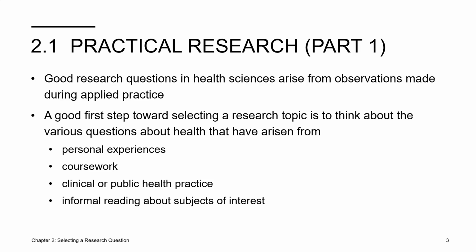Section 2.1, practical research. Good research questions in health sciences arise from different observations that have been made during applied practice. A good first step towards selecting a research topic is to think about the various questions about health that arise from many different aspects of your life. You can think about your personal experiences. This could be family history. This could be from coursework.